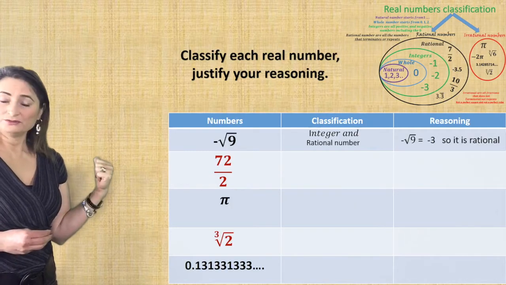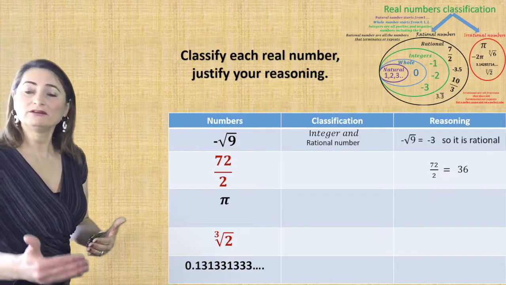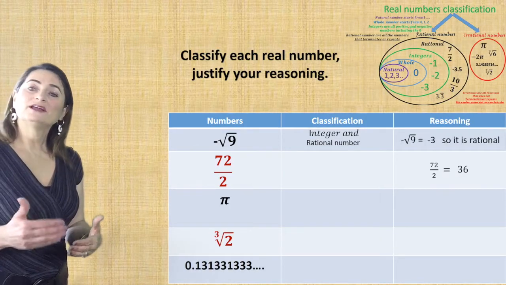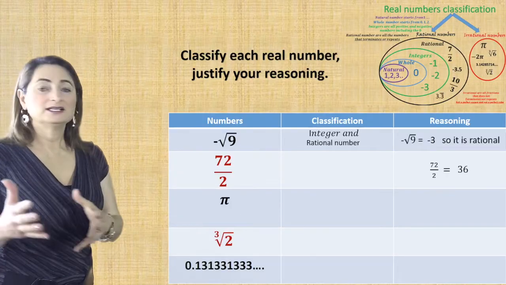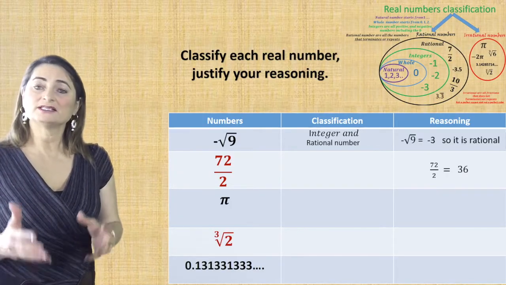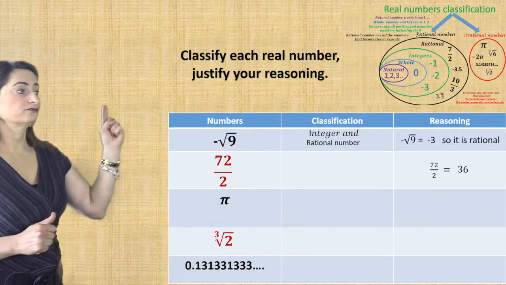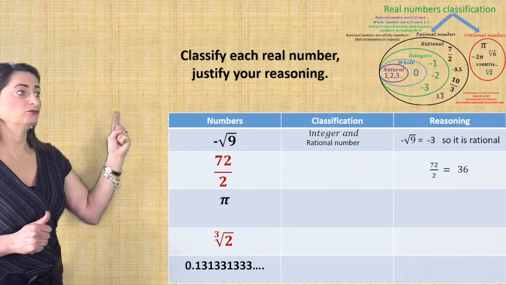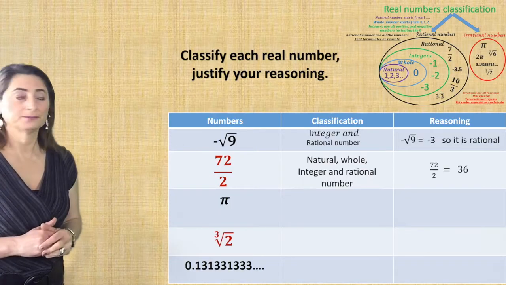72 over 2 is a fraction. For me to decide whether it's rational or irrational, I need to find the decimal form. So divide them, and it gives you exactly 36. And 36 is a positive number. It's an integer. It's rational. So for me to classify it, it would be a natural, whole, integer, and rational number.